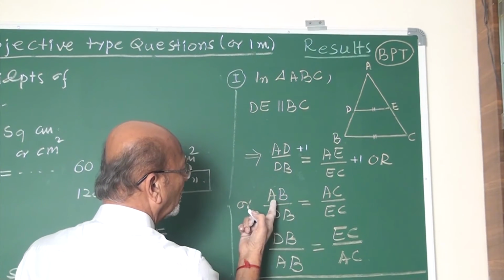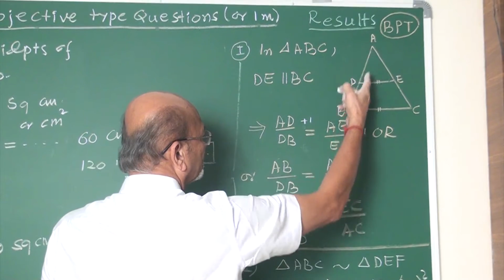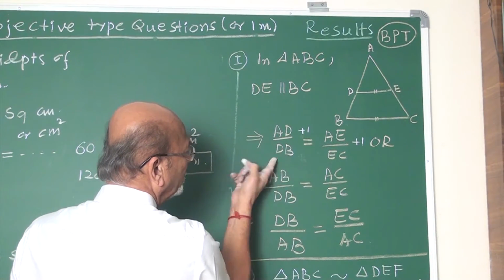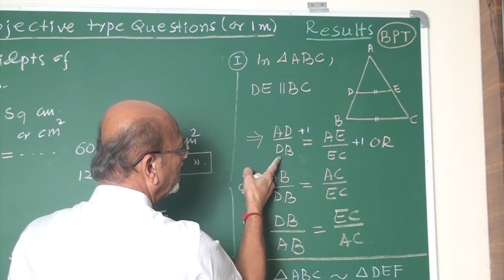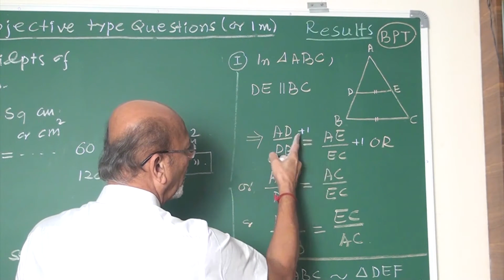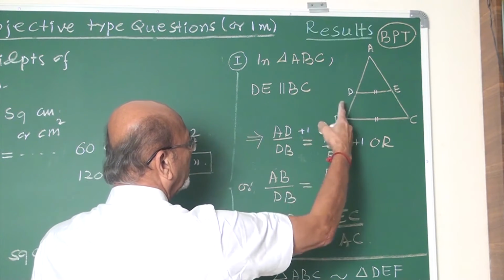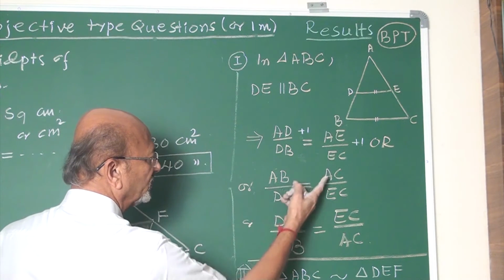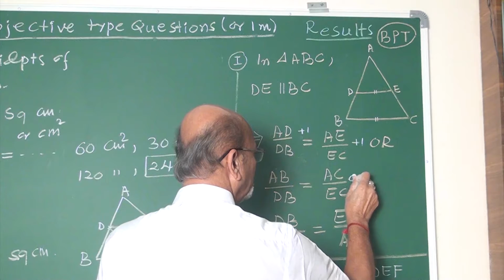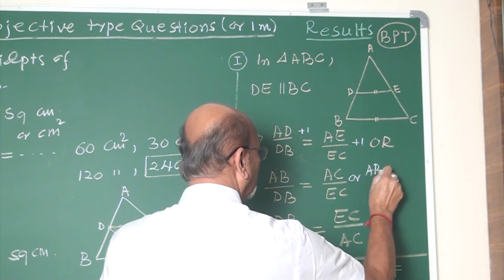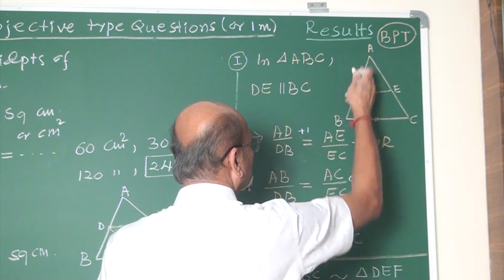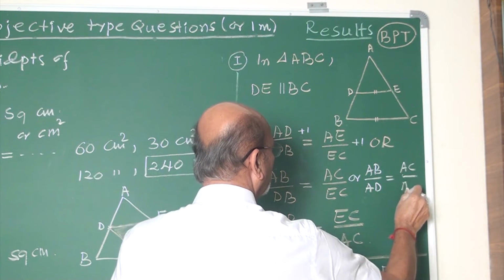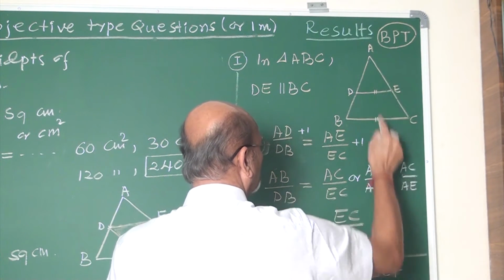Even you may use AB upon AD. Instead of AD upon DB, if you take the reciprocal, DB upon AD equals EC upon AE, and adding 1 you get AB upon AD, my friends. So this is AB upon DB equal to AC upon EC, and the same thing is AB upon AD equal to AC upon AE.